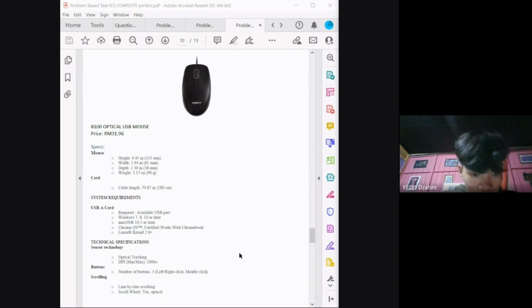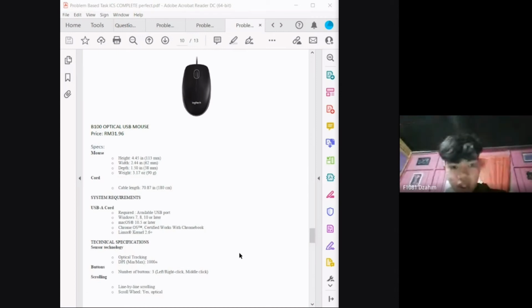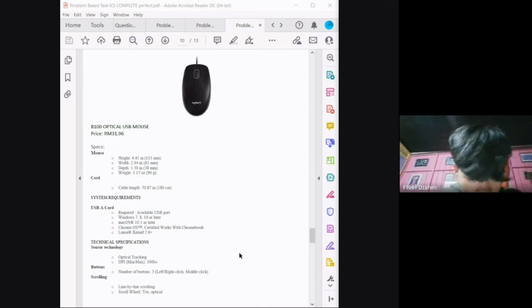The system requirement is USB-A, requires an available USB port, Windows 7, 8, 10 or later, Mac OS 10.5 or later. Chrome OS certified, works with Chromebook. Linux kernel 2.6 plus. Technical specification: sensor technology optical tracking, and DPI minimum and max 1000. Number of buttons: 3, left click, right click, middle click. Scrolling: line by line scrolling, scroll wheel yes, optical.